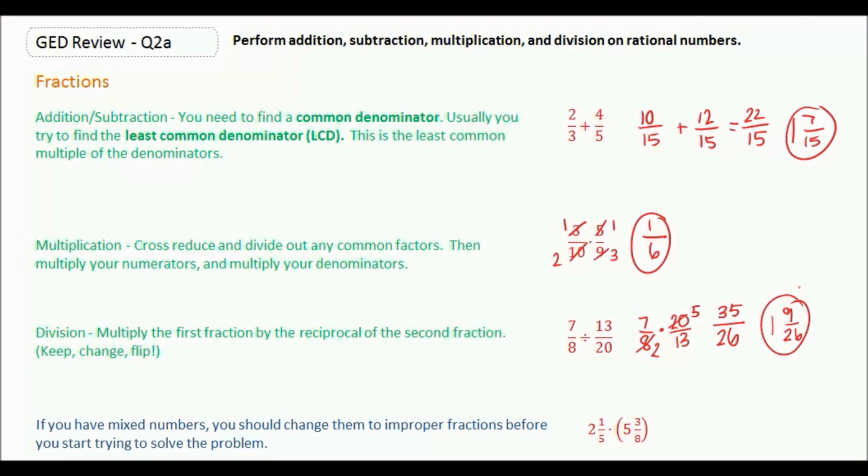If you have mixed numbers, you should change them to improper fractions before you start trying to solve the problem. Okay, we're not going to totally finish this problem, but if we were going to start it off, we'd say 2 1/5. Well, 2 times 5 is 10, plus the 1 is 11, so 11/5. 5 3/8, 5 times 8 is 40, plus 3 is 43, so 43/8. And then you would continue on from there.